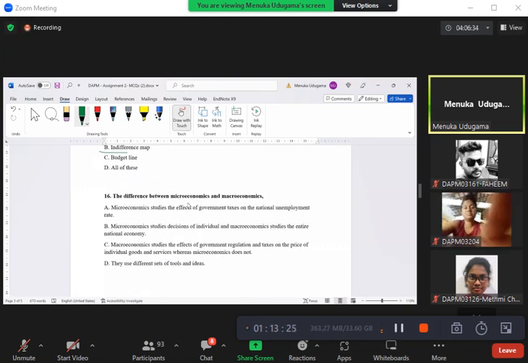The difference between microeconomics and macro is that microeconomics studies decisions of individuals, whereas in macroeconomics you study the entire national economy or the bigger picture.